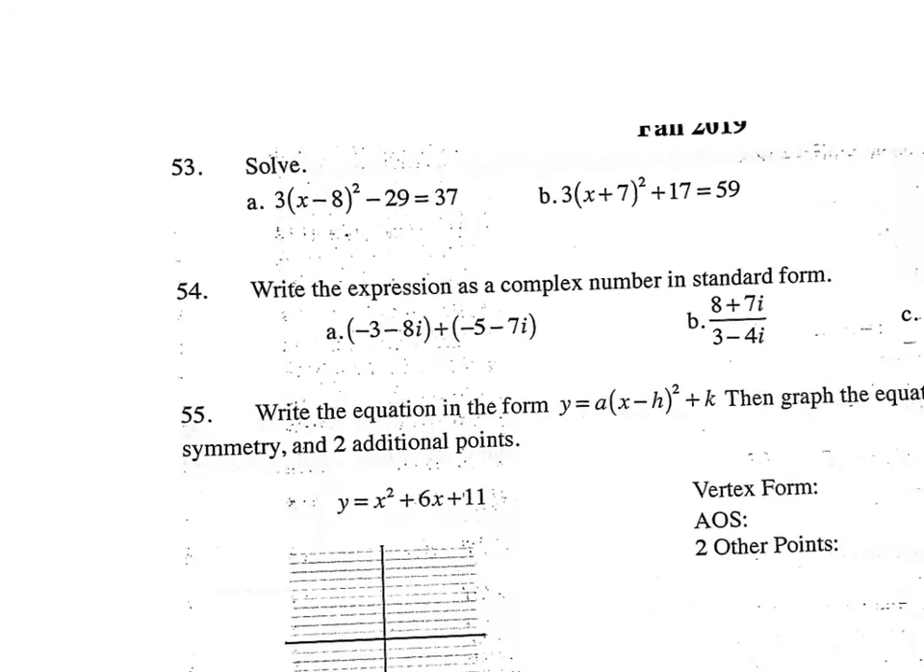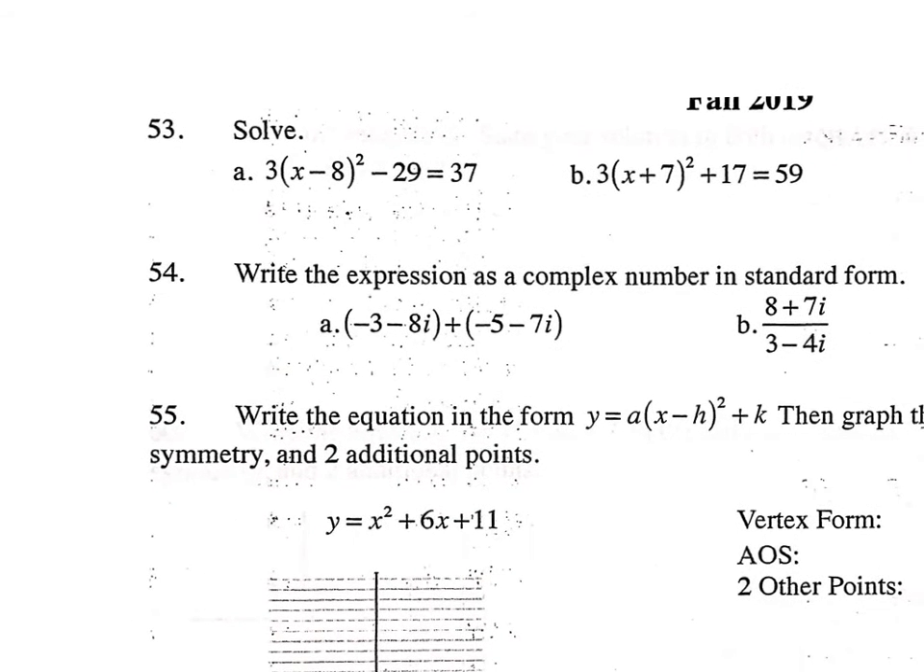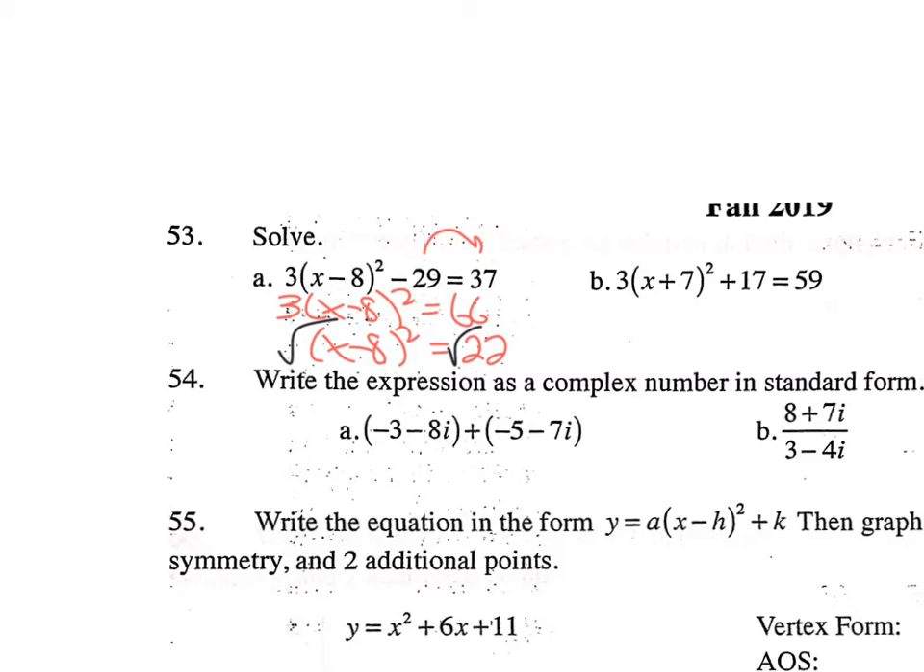53 is next. I'm assuming that says solve. It does say solve. Move the 29 over. I'm going to isolate the x squared as I solve this. So if I move the 29 over, that would give me 66. Divide by 3. So we get x minus 8 squared is 22. Now I'm just going to take the square root of both sides. And when I do that, I'm out of room here. So I'm going to come up here to the top to finish this one. I'm going to get x minus 8 on the left side. On the right side, plus or minus square root of 22.